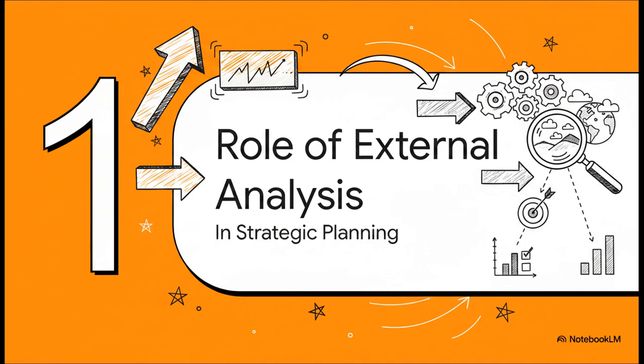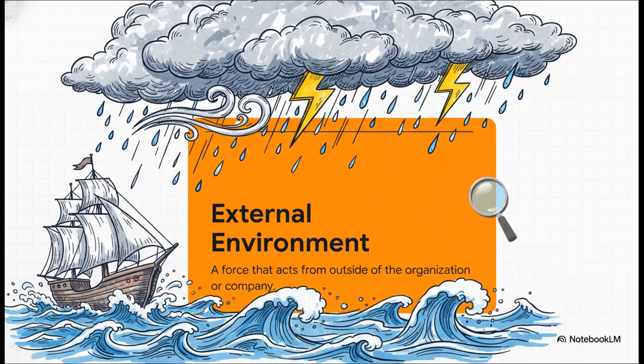Let's look at how assessing this environment actually functions inside the big-picture strategic planning process. Fundamentally, we define the external environment as any force acting from the outside of the organization. I like to think of it this way. Picture your internal environment, your operations, your teams, your products, as your ship. The external environment? Well, that's the weather. You absolutely cannot control the wind, the rain, or the tides, but meticulously assessing them, that dictates exactly how you have to sail if you want to reach your destination in one piece.